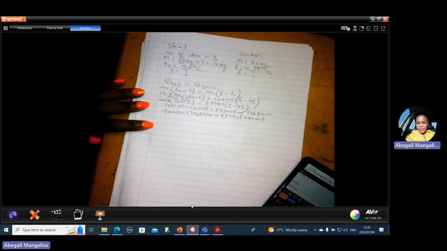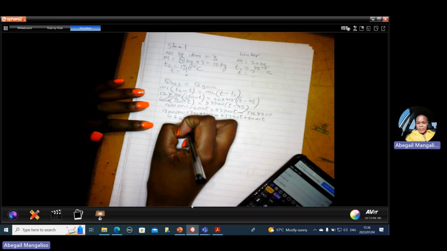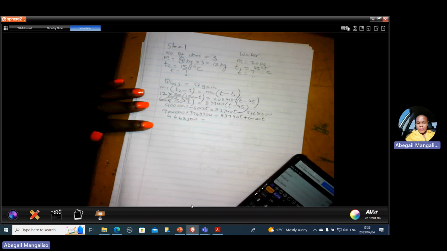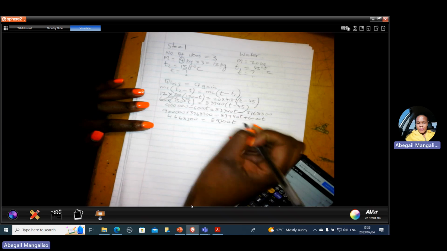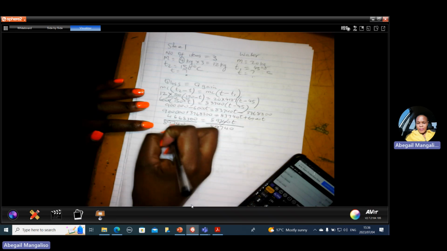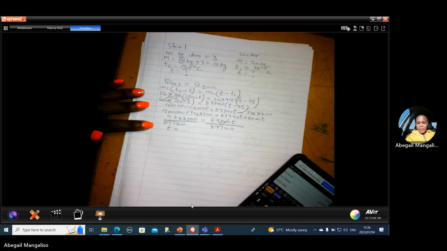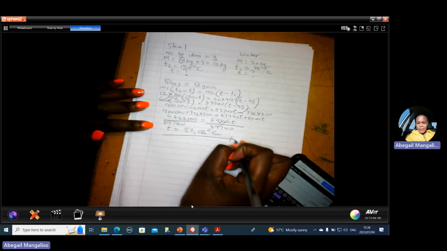We're just putting the like terms together. Plus 900,000, so this is 4,668,300 equal to, we add this side, 83,740 plus 6,000. This is 89,740 T. Divide both sides by 89,740. Cancels out, we have T. These are like terms. Then we have T. The answer is 52.02 degrees Celsius. That is the answer.